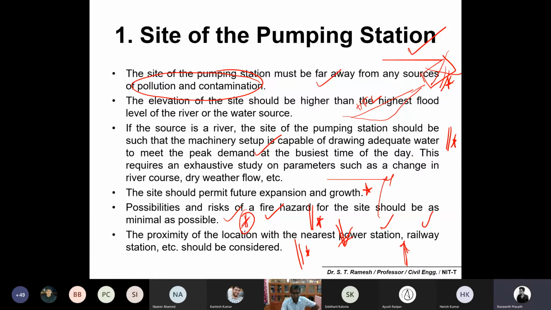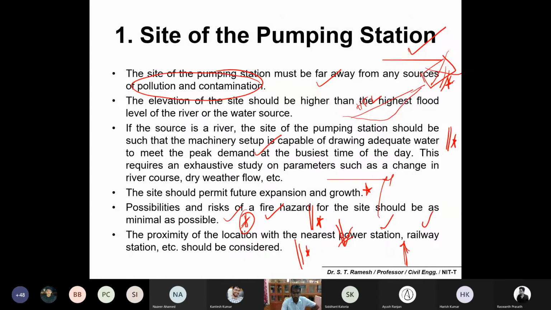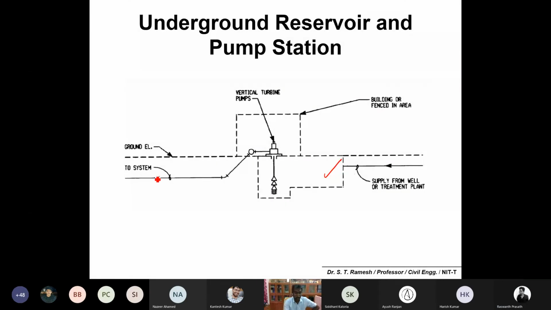Yes, sir. There are two types of pumping site. One is below the ground, another is above the ground. Below the ground, it is like this. So this is from a treatment plant or from an intake well, and just stores below the water, and from this you are able to pump to the distribution networks.